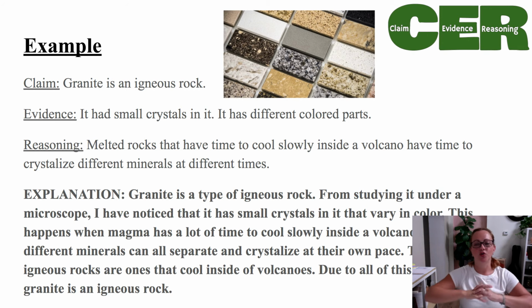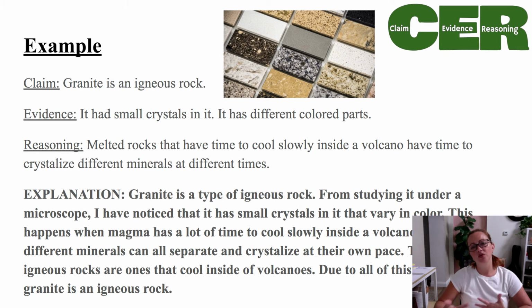I'm going to put together now my CER statement, or my entire explanation, which is: granite is a type of igneous rock. From studying it under the microscope, I noticed that it has small crystals and that it varies in color. Okay, there's my claim and my evidence in my statement. Next, this happens, so the small crystals and the variations in colors, it happens when magma has a lot of time to cool slowly inside a volcano, and the different minerals can all separate and crystallize at their own pace. The definition of igneous rocks are ones that cool inside of volcanoes. Due to all this information, granite is an igneous rock.